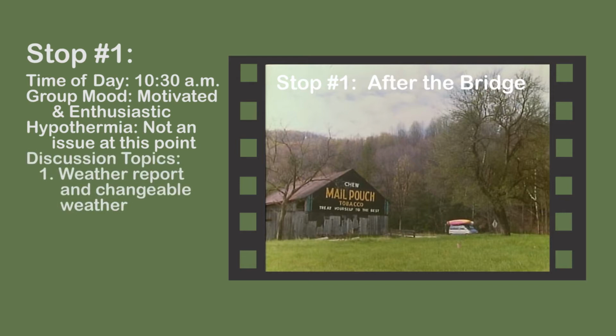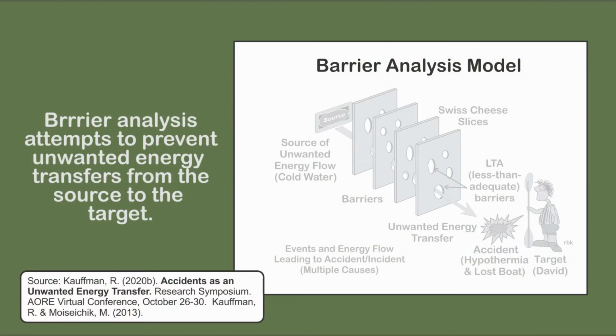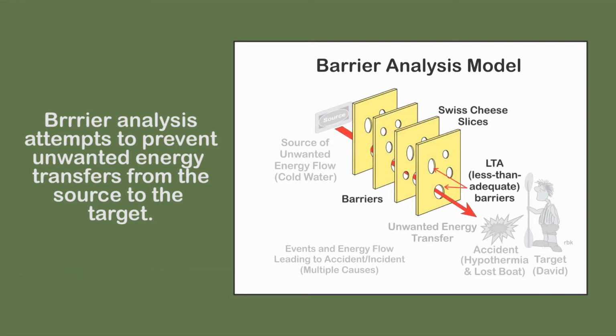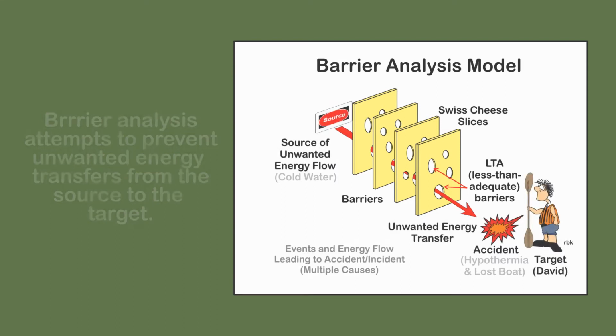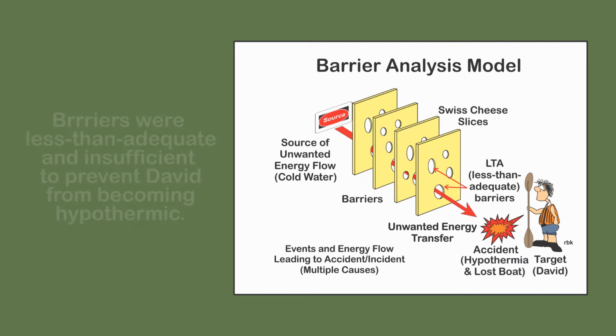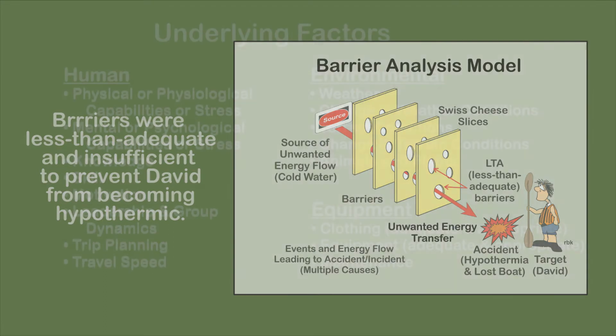However, this video can also be used as a standalone educational tool. Conceptually, barrier analysis is fairly straightforward. Accident prevention is the process of placing barriers to prevent or reduce an unwanted energy transfer from the source to the target. In the movie, the cold water and other environmental and human factors result in David becoming hypothermic. Unfortunately, David and the group didn't place sufficient barriers to prevent him from becoming hypothermic and losing his boat. Losing his boat resulted in an accident.